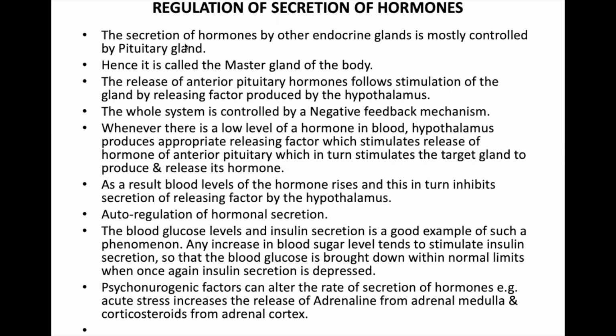So the whole of this system works on the negative feedback mechanism. How? Whenever there is a low level of a hormone in the blood, the hypothalamus produces a releasing factor. So if the level of a particular hormone is low in your blood, it will release a releasing factor in your blood. And that will stimulate the anterior pituitary. This anterior pituitary releases the stimulating hormone, which will target the gland to release the hormone.